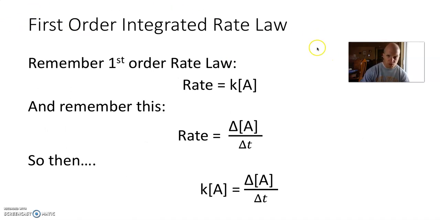All right, so let's talk about this. We're going to deal with first order reactions in this video. So here it is, if it's a first order reaction, and we're going to keep it simple. We've got one reactant that we are looking at. We also know this: if we want to find rate, it's the change in concentration over the change in time. So that means that K times the concentration of A is equal to the change in A over the change in t. So we've got that idea.